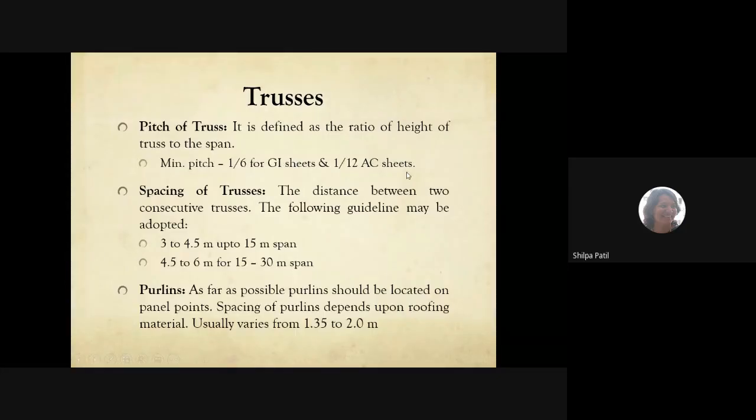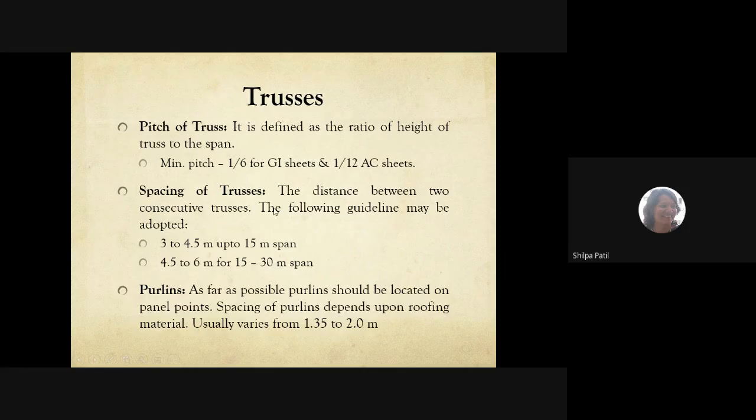But if AC sheets are there, the pitch can be provided as 1/12. AC sheets means asbestos corrugated sheets. AC sheets are brittle, the material is brittle, whereas GI sheets are ductile. So these are called brittle cladding, and these are called elastic cladding. When the cladding is elastic, deflection limits are increased. We can go for a higher value of deflection. If the brittle cladding is there, we have to limit the deflection to a lower value. So the pitches also are different. This is about the pitch of the truss.